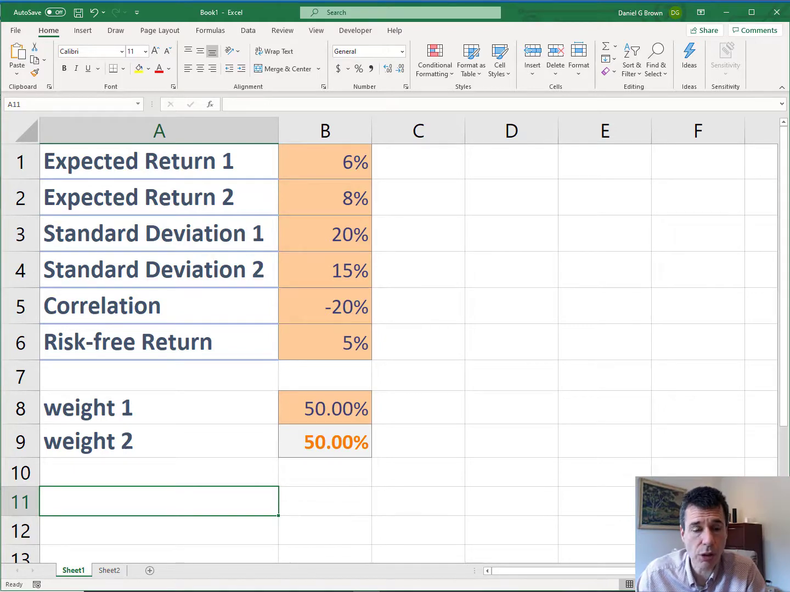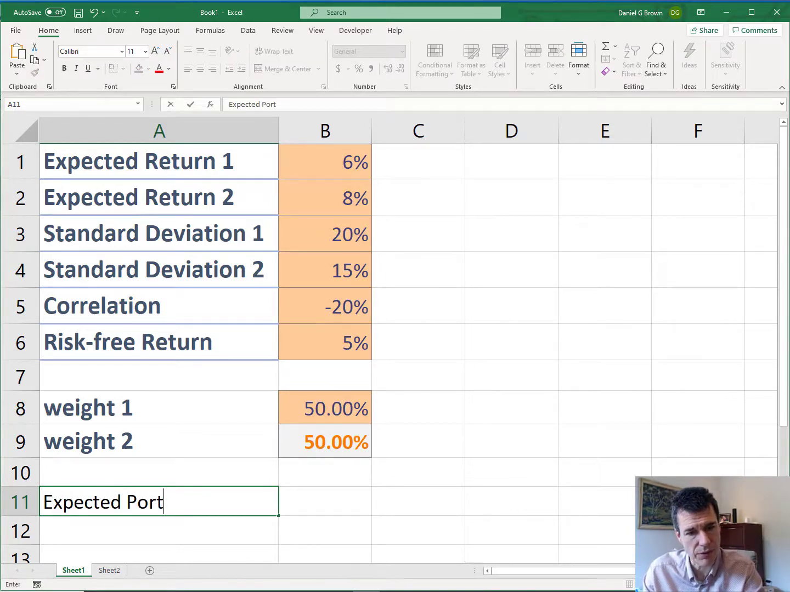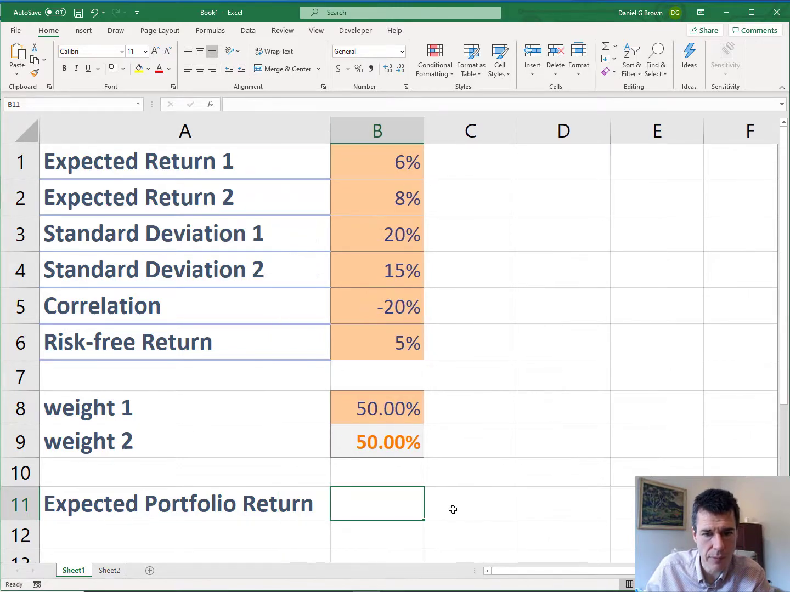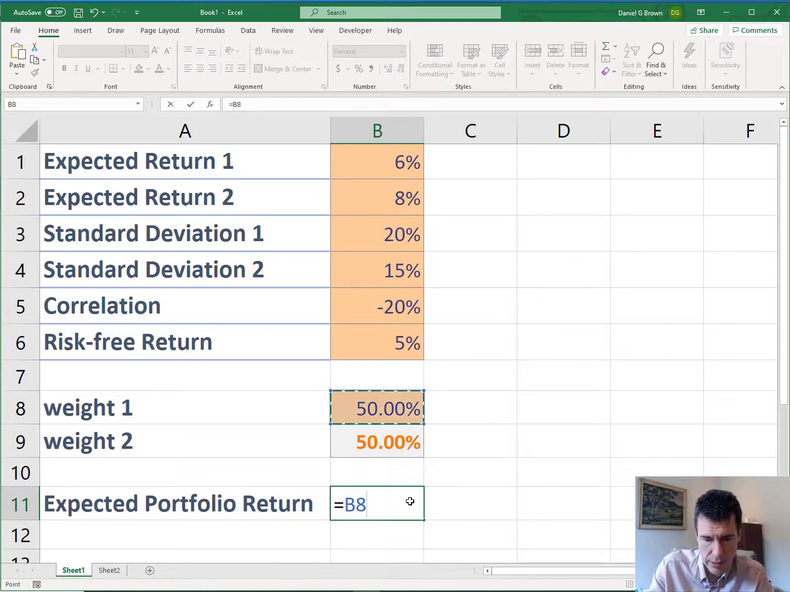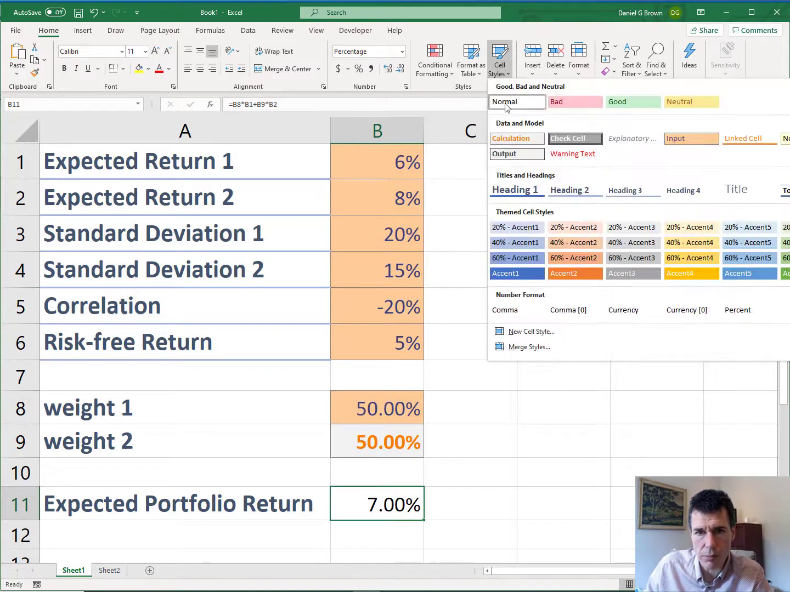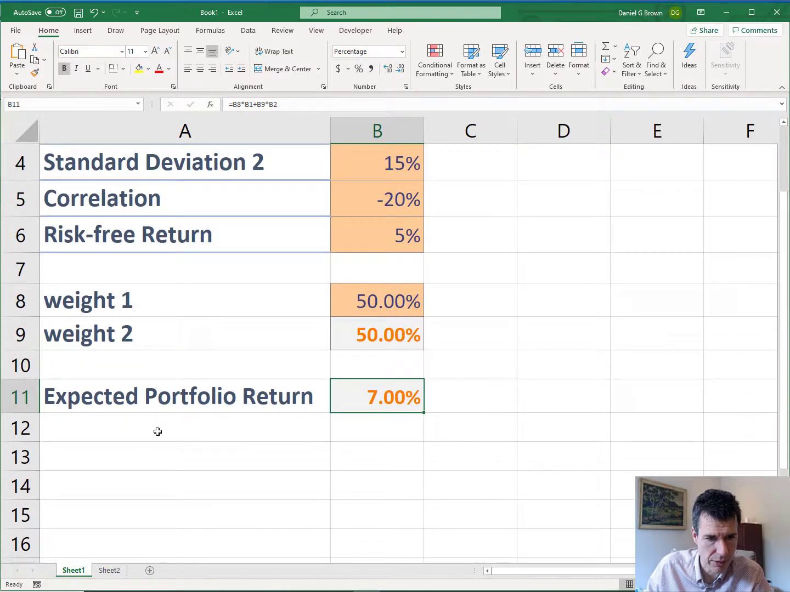Okay, so we've got our 2 weights. Now, in order to calculate the Sharpe ratio, we need the expected return of our portfolio, and we need the standard deviation of our portfolio. So, expected portfolio return. Well, that's weight 1 times return 1 plus weight 2 times return 2. So that's our expected portfolio return. We don't absolutely need to see this, so we'll call that a calculation.